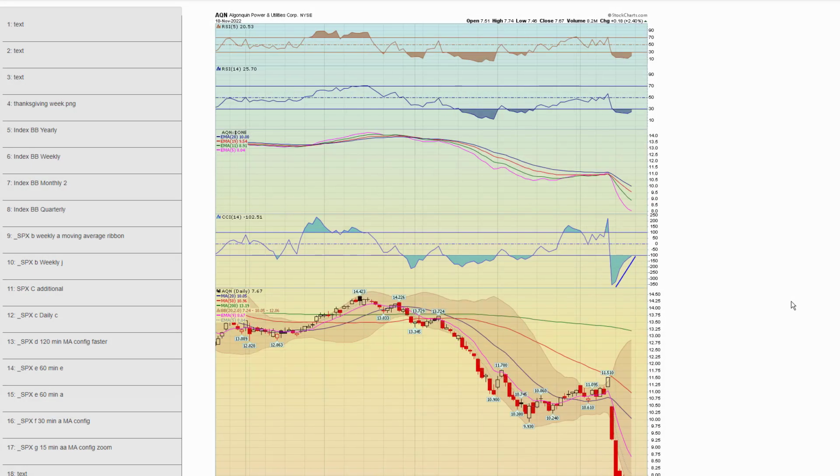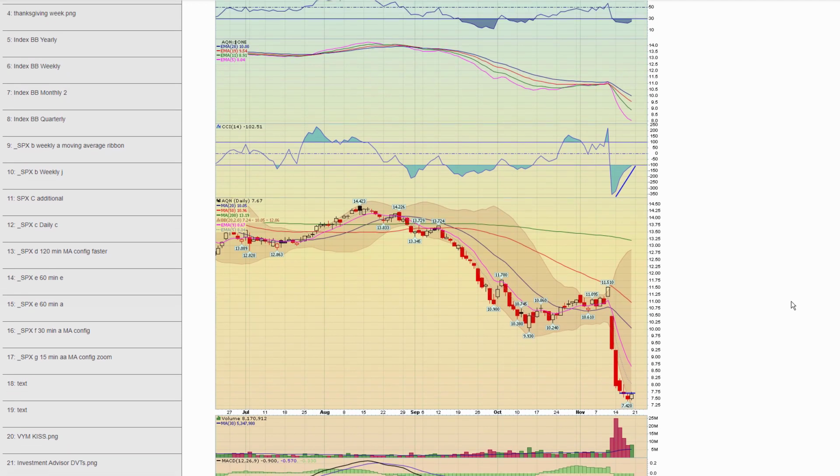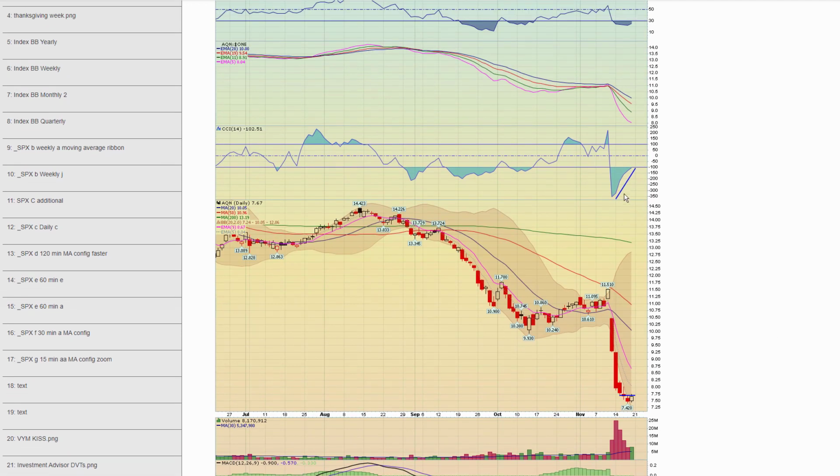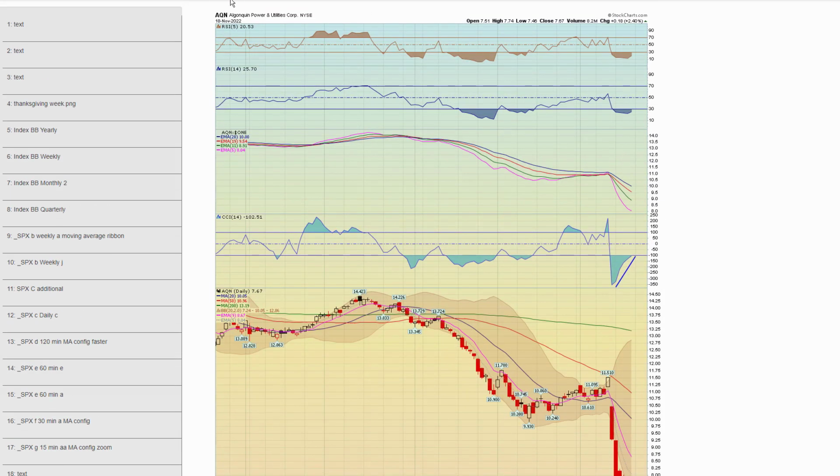Next, chart 87, AQN. This is another one. Now this did trigger technically on Friday, but again, it closed back below the trigger. Your stop should be right at that 7.41 low.